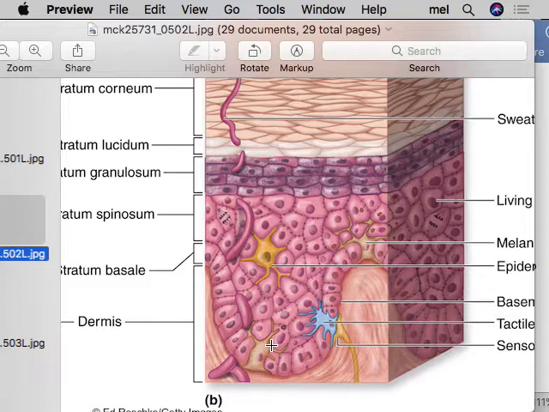Now, this gets us to thinking about what you can say a predisposition is for people with inherently darker skin versus inherently lighter skin. Who is less likely to get skin cancer?